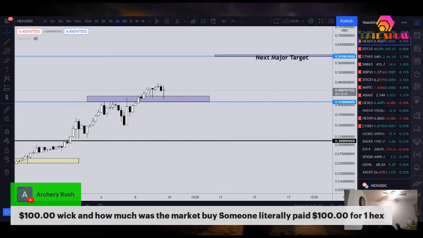I saw people talking about a $100 and $200 wick. I didn't see it. There are some charts, I guess, that have it, but I don't think that's really happening.